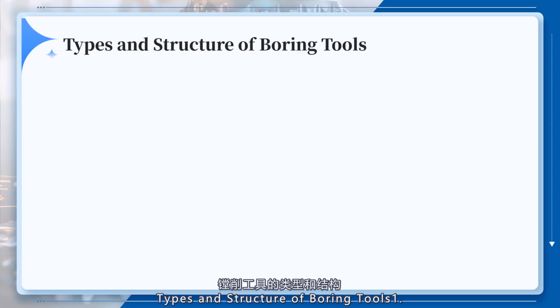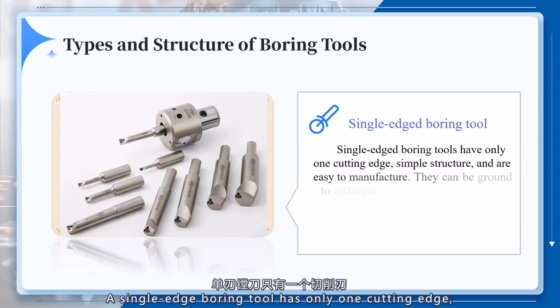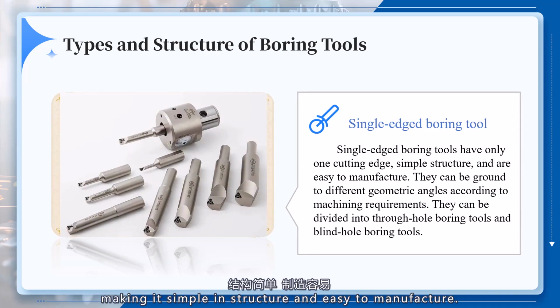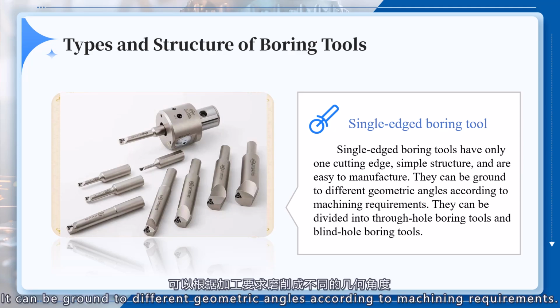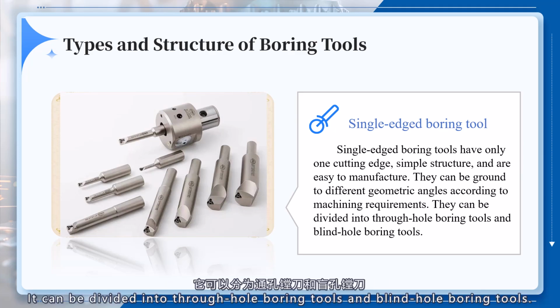Types and structure of boring tools. 1. Single-edge boring tool. A single-edge boring tool has only one cutting edge, making it simple in structure and easy to manufacture. It can be ground to different geometric angles according to machining requirements. It can be divided into through-hole boring tools and blind-hole boring tools.